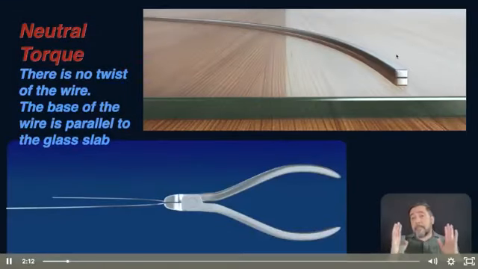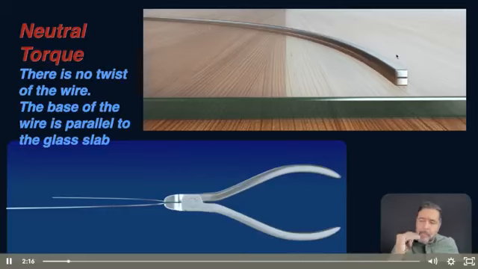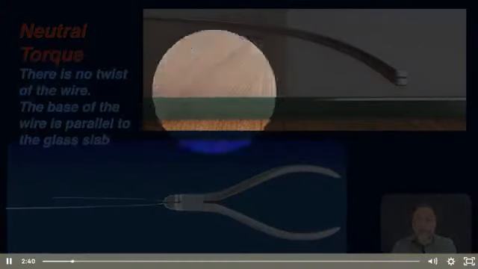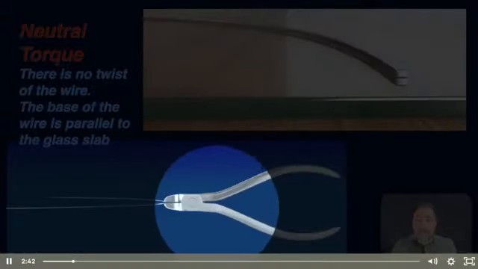So it's difficult for us to see this, but if I looked at this situation here, in a neutral torque, no torsion in the wire, I would have the cross section of the arch wire completely flat in relation to the glass slab, parallel to the glass slab. No torsion means neutral torque. So there is no twist on the wire. The base of the wire is parallel to the glass slab. But it's difficult for us to see something like this.